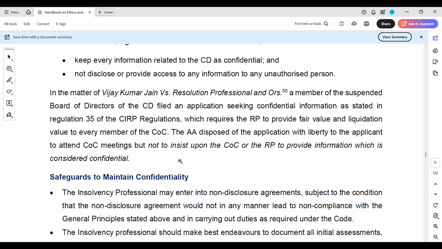अब please note that he is not a member of the COC. So if they ask you the question whether a suspended director of the board is a member of the COC, no. He is entitled to attend the meetings, but he is not a member of the COC. Members of the COC are only unrelated financial creditors.